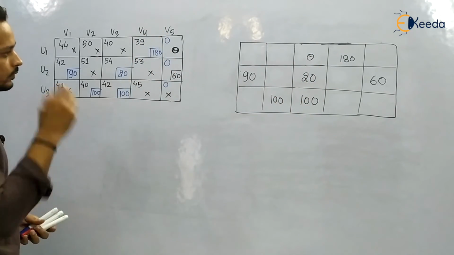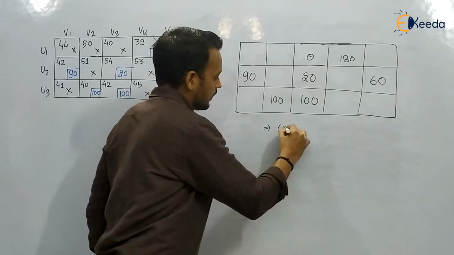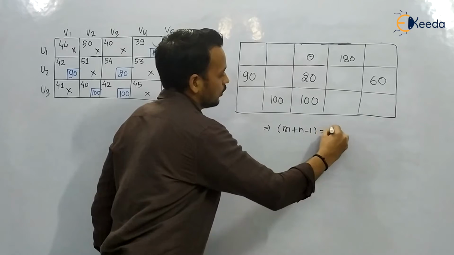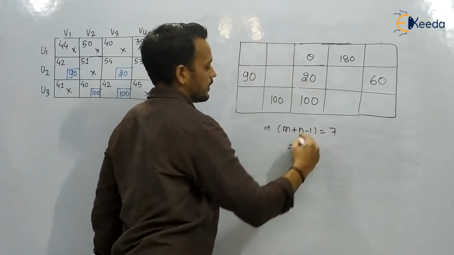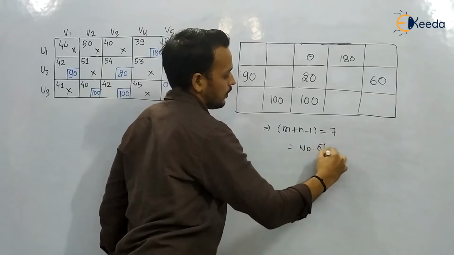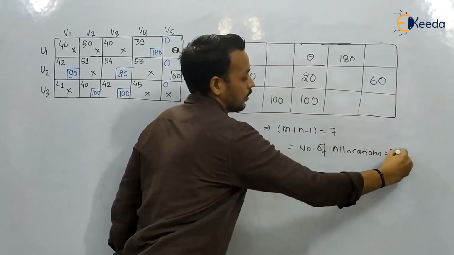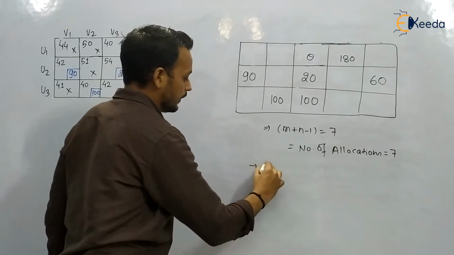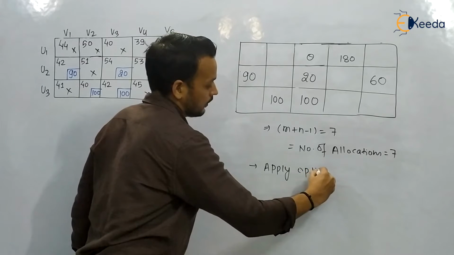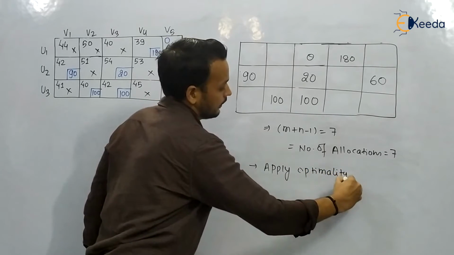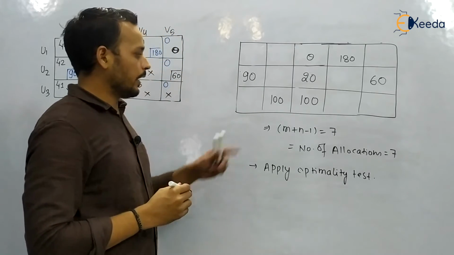Now we can check the number of allocations. M plus n minus 1 is going to be 7. And the number of allocations is 1 2 3 4 5 6 7. So the number of allocations is also 7. Okay, so we will apply the optimality test again. Okay, again we will have to check.